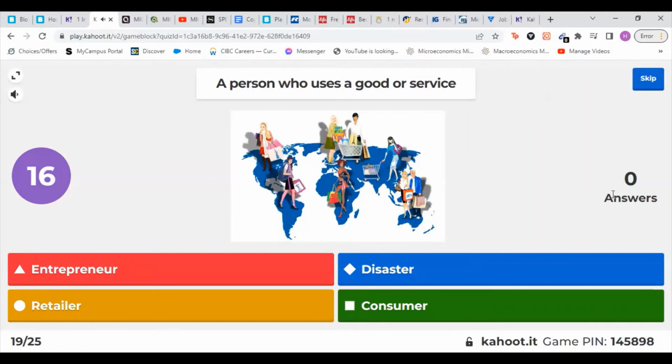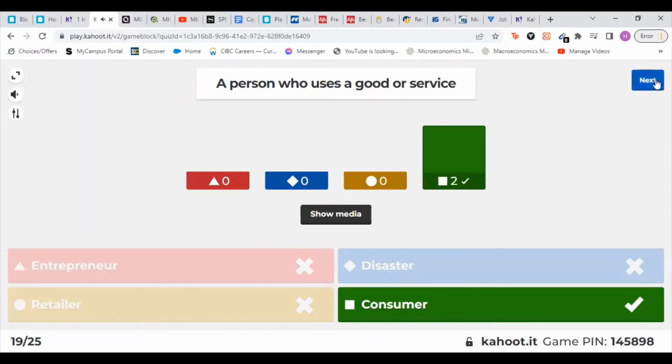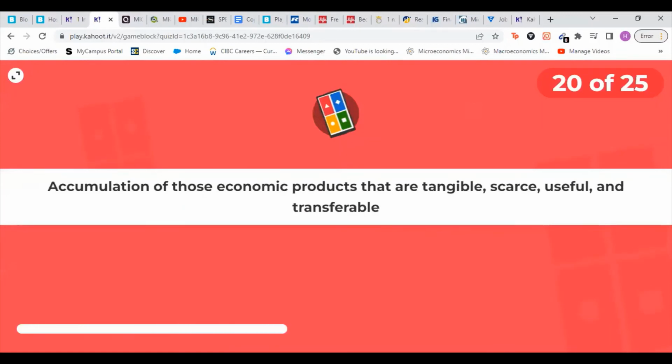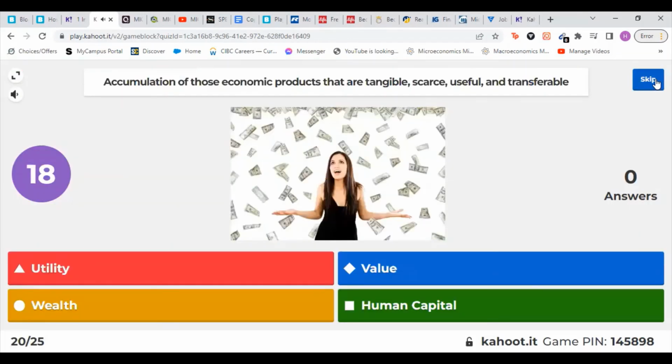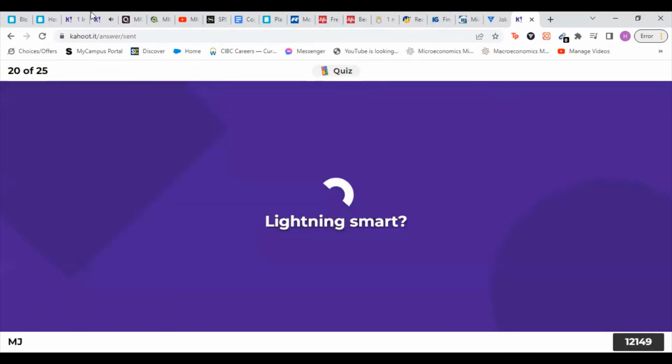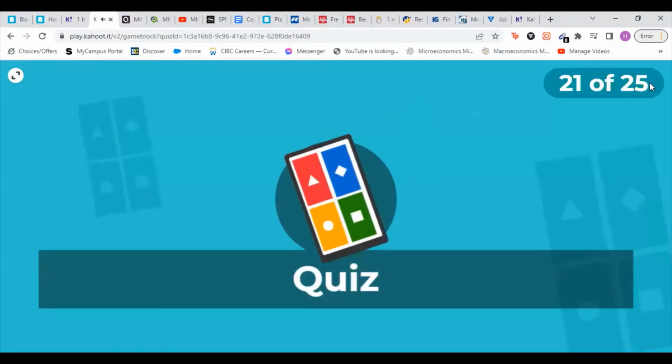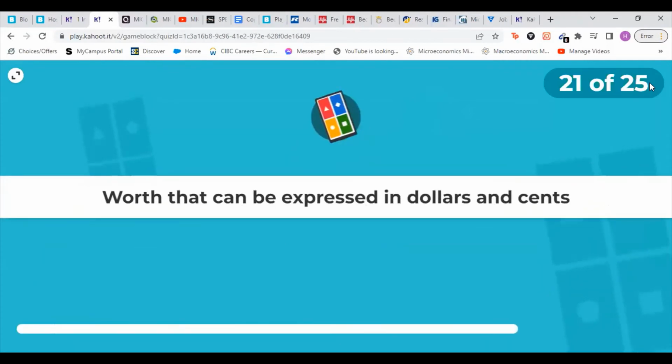Yeah, it's okay. A person who uses a good or service, what's that called? Consumer. Great job, both of you. That's great. And then an accumulation of these economic products that are tangible, scarce, useful, or transferable. Wealth. Yeah. That's great. And then worth that can be expressed in dollars and cents.